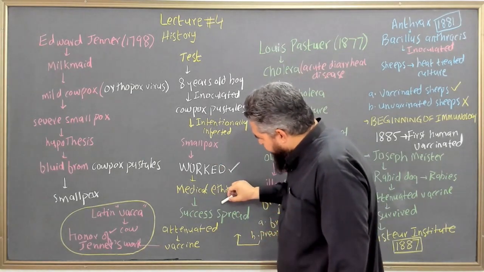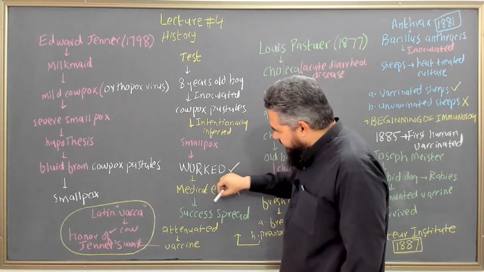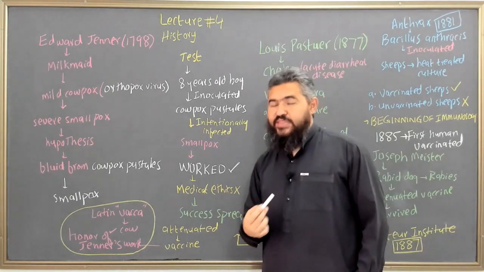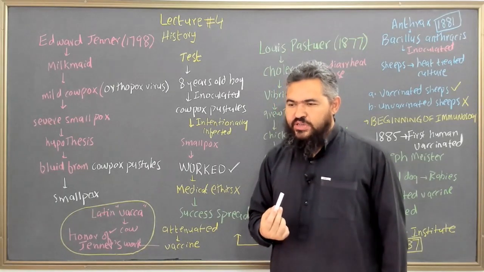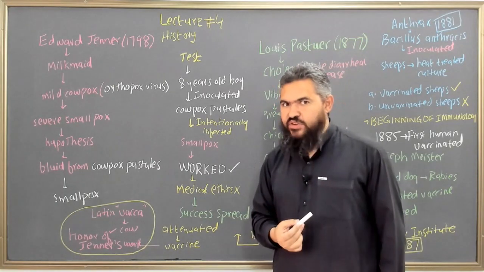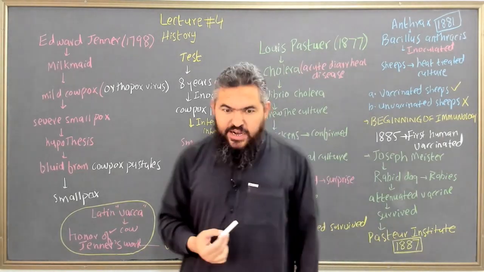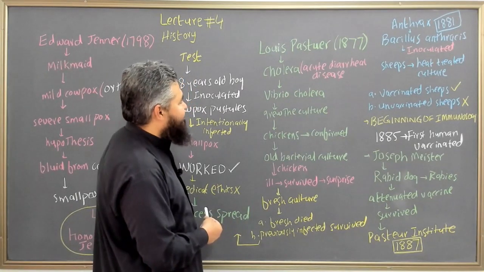Now, the success of Edward Jenner's work spread throughout Europe. And this success actually led to other historical experiments in the field of immunology to give a boost to this subject of immunology. Then came the era of the great Louis Pasteur in 1877.